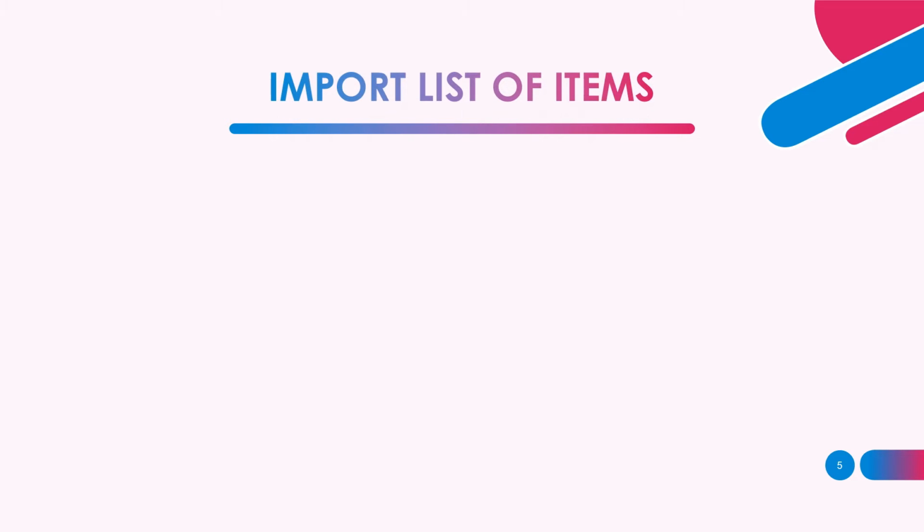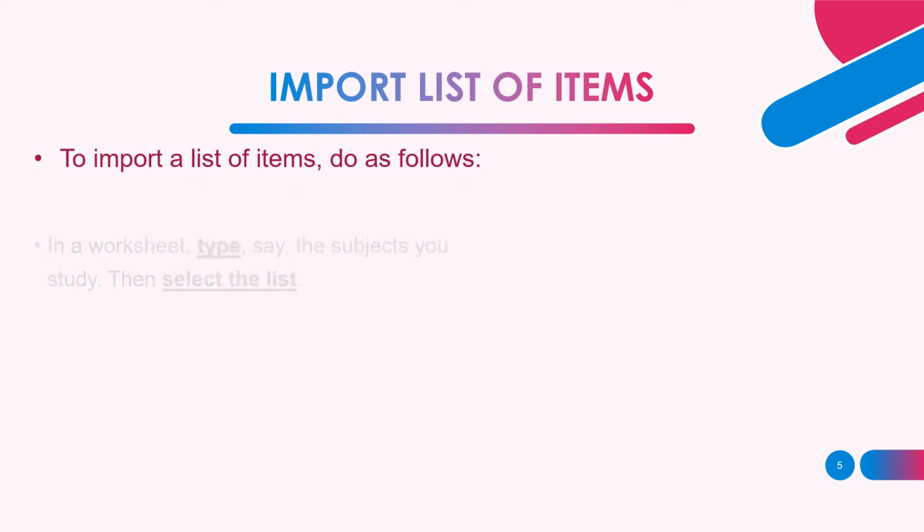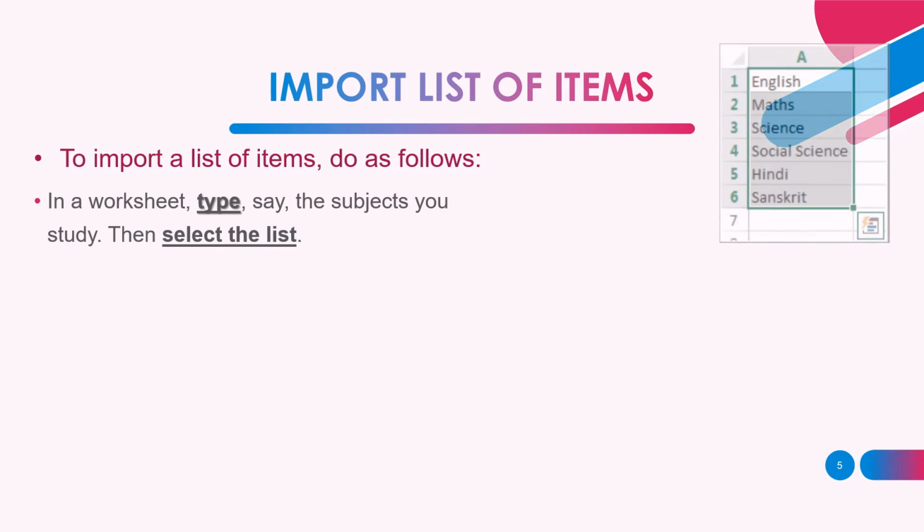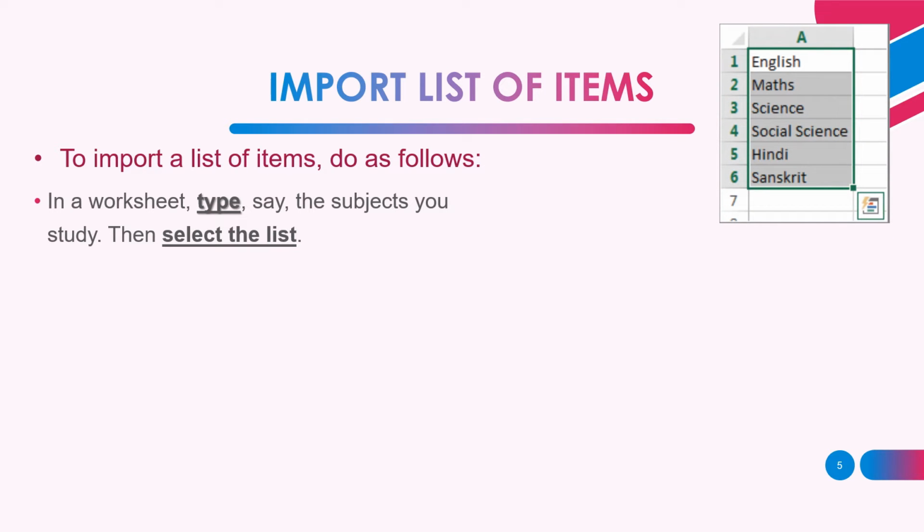The first type is importing a list of items. Let's see the steps to import the list of items to the custom list. The first step: in a worksheet, type the subjects you study, then select the list. For example, type Maths, English, Science, Social, Hindi, Sanskrit. You have to type the subjects that you study, then select the complete list.